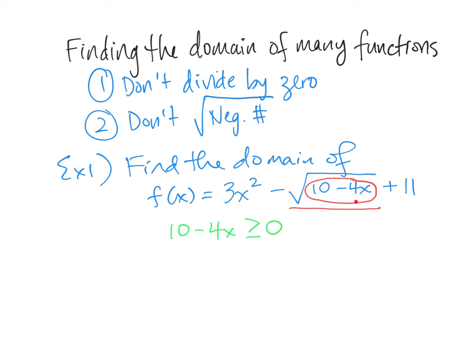By taking the radicand, the 10 minus 4x, setting it greater than or equal to 0, and then solving for x, that's going to tell me what the values of x are going to be so that the number underneath the square root is never negative.